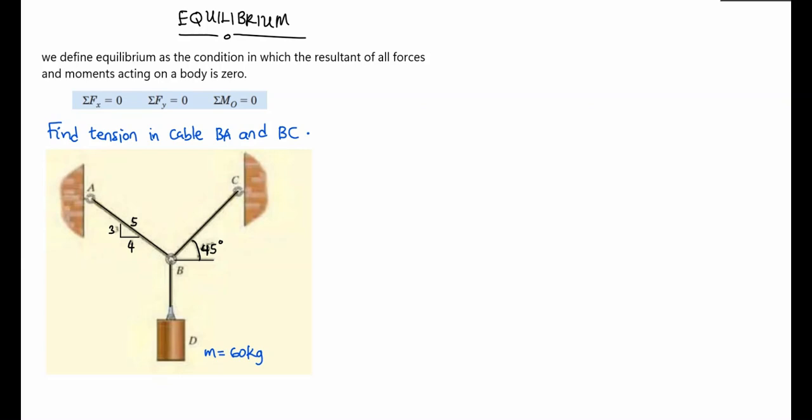So we define equilibrium as the condition in which the resultant of all forces and moments acting on a body is zero. So that's what equilibrium is. You see that we have three equations here. The first one says that the sum of forces in the x direction equals zero. The second says the sum of the forces in the y direction equals zero. And then the third says the sum of the moments acting on the body should be equal to what? Zero. So those are the three equations that we use when dealing with equilibrium questions.